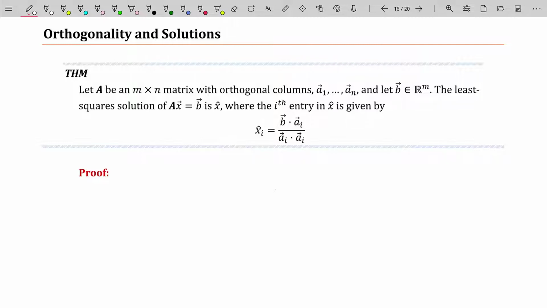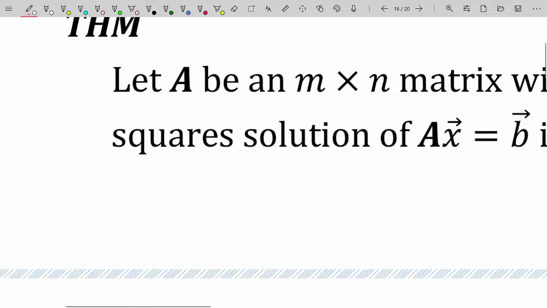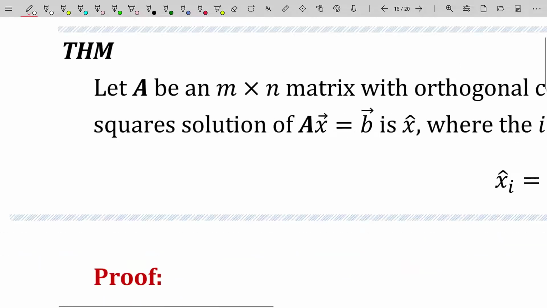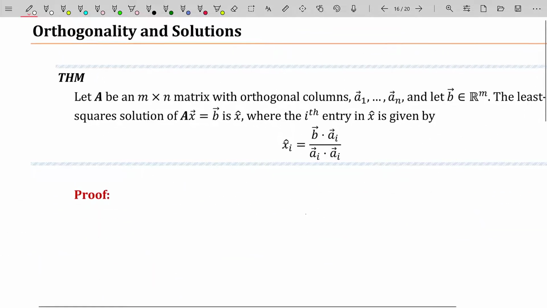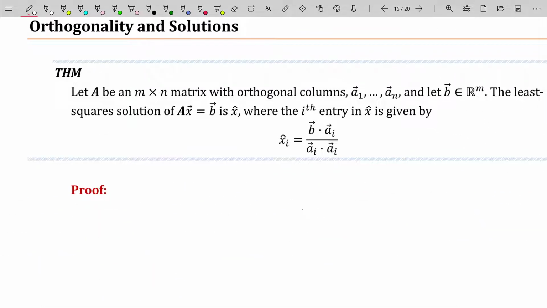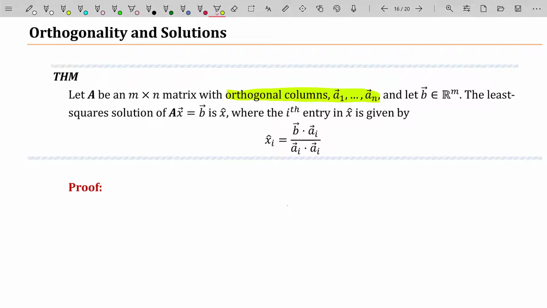To do so, we just need this single theorem. Let A be an m by n matrix. It doesn't need to be square, but it does need to have orthogonal columns. There's a lot of stuff we gain from having orthogonal columns. The first thing that should come to your mind is that those columns must therefore be linearly independent. We're also going to let b be a vector in R^m.